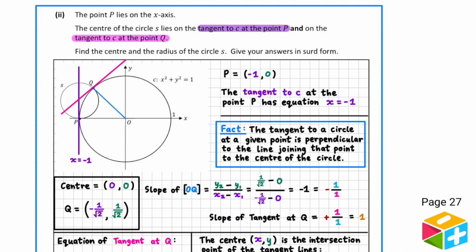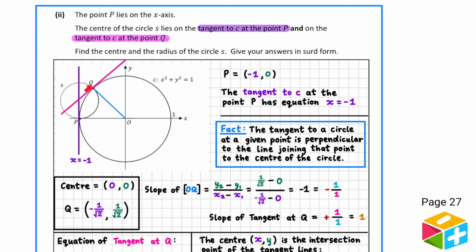In the final part of the question, we're told that P lies on the x-axis. We're then told that the centre of our circle lies at the intersection point of two lines, the tangent line at the point P and the tangent line at the point Q. I've drawn in these tangent lines in our diagram. The tangent line at P is drawn in purple, and the tangent line at Q is drawn in pink. In the question, we've been asked to find the centre and the radius of the circle S.